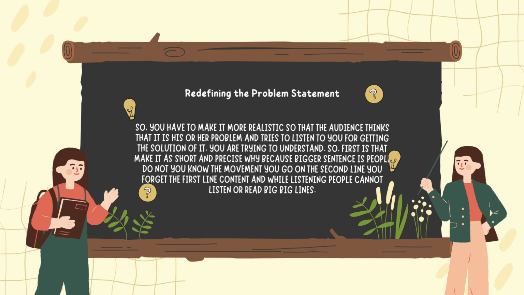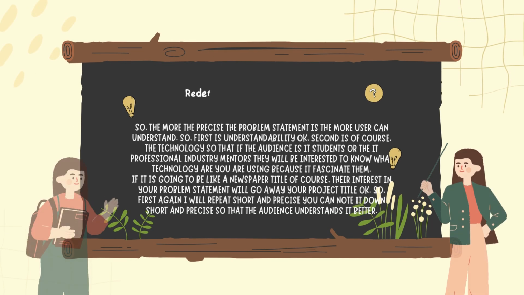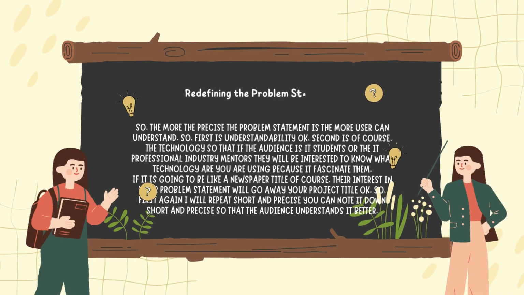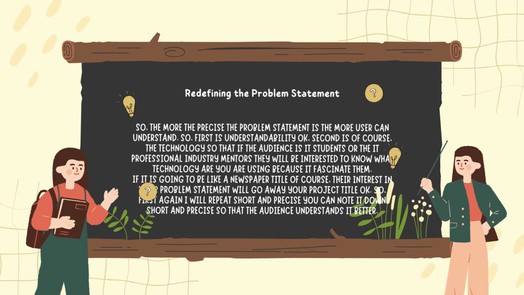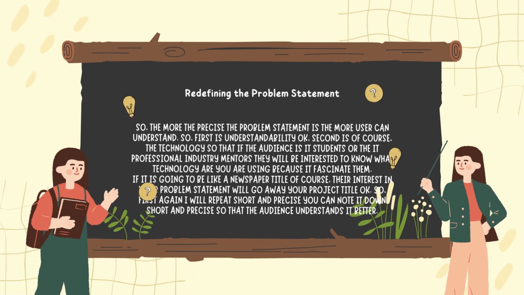So first is to make it short and precise. Why? Because with bigger sentences, the moment you go on to the second line, you forget the first line's content. And while listening, people can't listen to or read big lines. The more precise the problem statement is, the more the user can understand. So first is understandability.